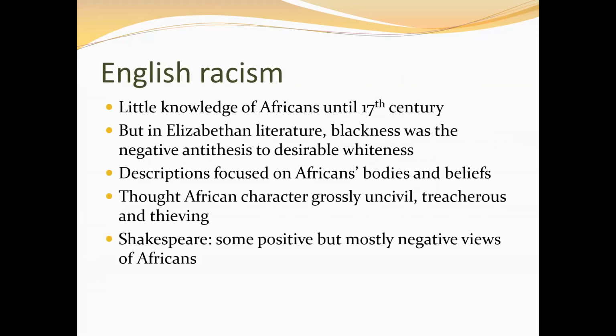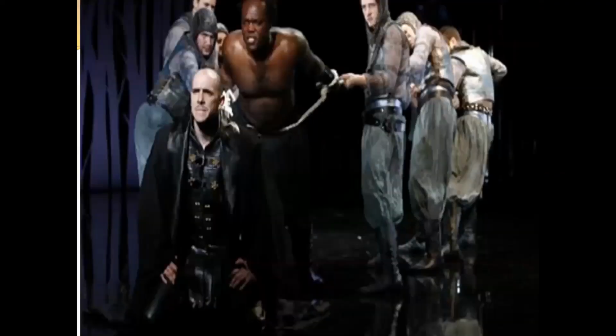England was a major slaveholding region in the 17th century. Racism is hard to really discover. We can think of Shakespeare, for example. One of his great heroes is Othello, a black Moor, which might suggest that Shakespeare has a positive view of Africans, but he also thought of Africans in highly negative ways, grossly uncivil, treacherous, and thieving. And this is Aaron in Titus Andronicus, who is portrayed in a highly negative fashion.